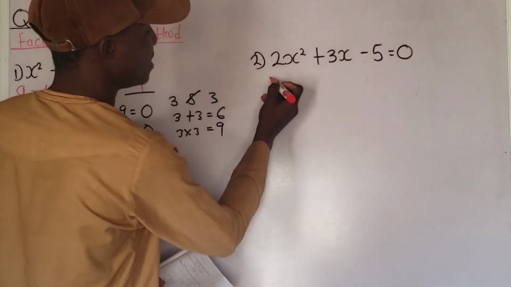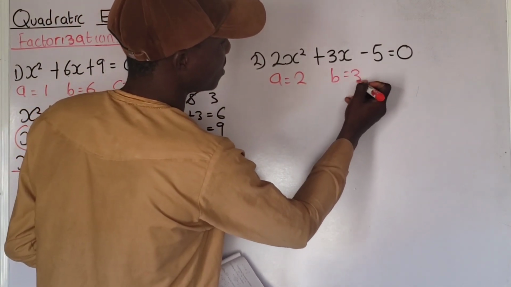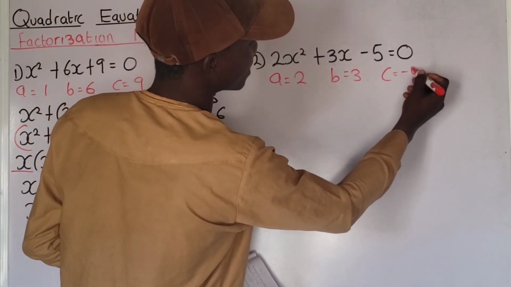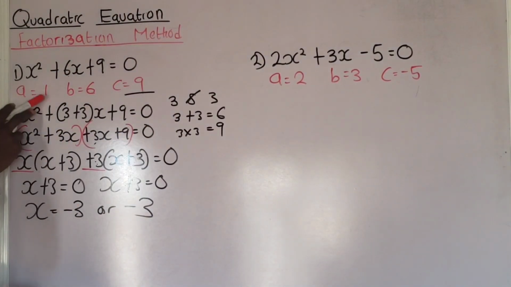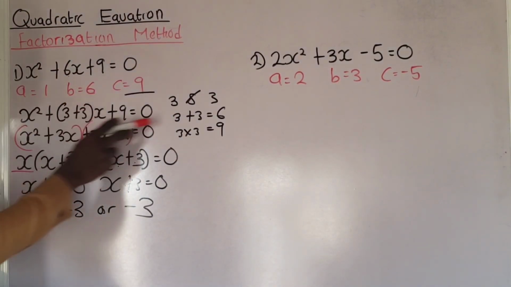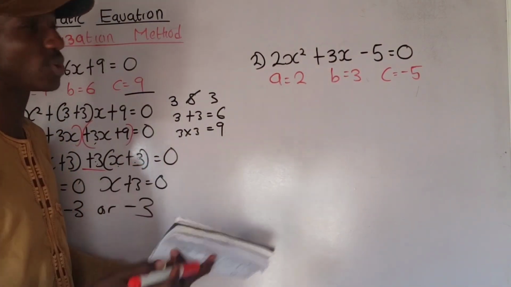The value of a in this quadratic equation is what? 2. The value of b is what? Plus 3. The value of c is what? Negative 5. You understand? Now, if you compare this with this, you can see that a is 1, which makes this quadratic equation unity, but here a is 2. So how do we solve this quadratic equation using the factorization method?